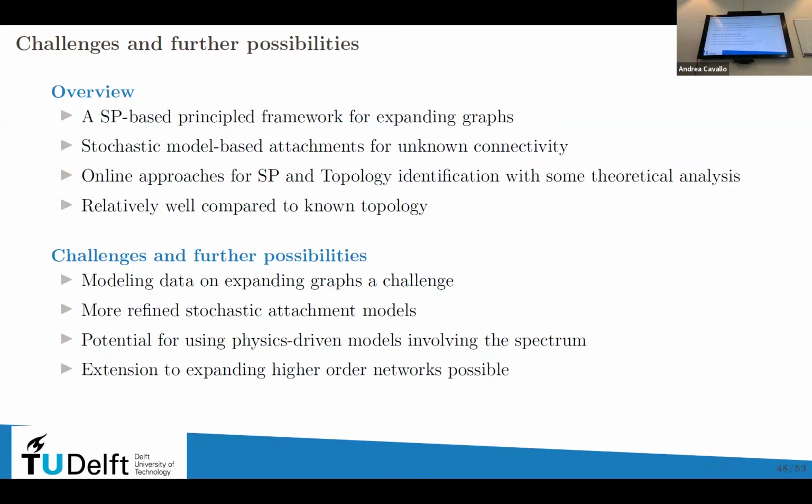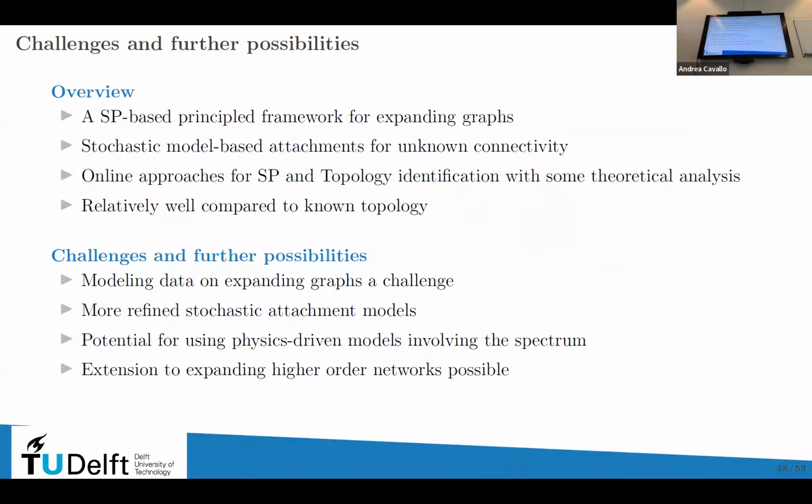And the performance is relatively good. When I say relatively well compared to known topology, it is from some results in which we compared performance of not knowing the topology and knowing the topology. That's why I mean there is not a huge drop-off in performance. And of course there are some challenges, right? Another big challenge is modeling data on expanding graphs. Doing a state space model could be a challenge because the dimension is increasing.